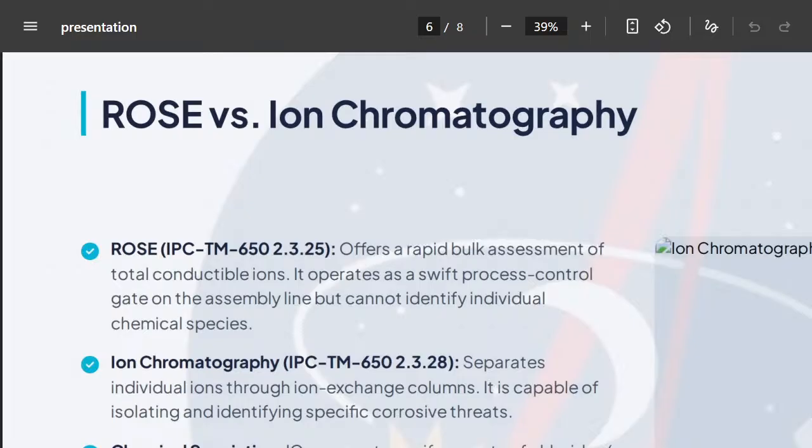If you just understand the abbreviation ROS, it is resistivity of solvent extraction. The first term, R, refers to resistivity. It is actually not a completely chemical procedure. It is called a physical dissolution process. This ROS method is not a complete chemical process, it is actually a physical dissolution process.